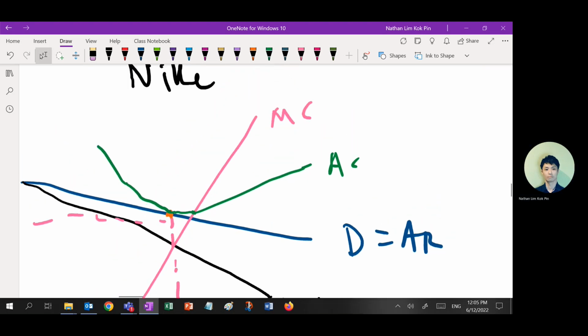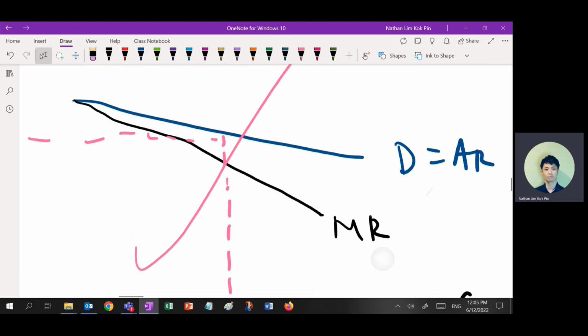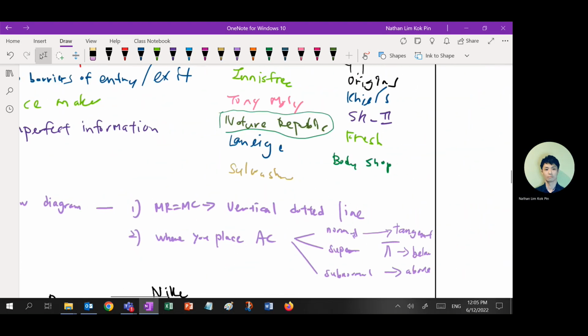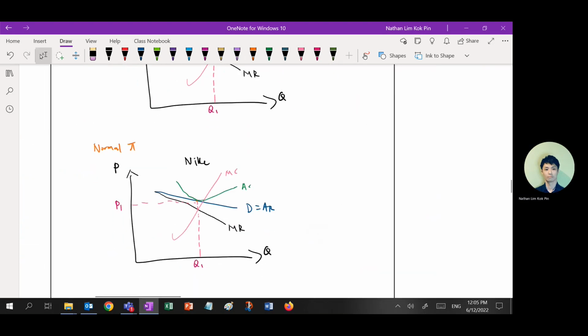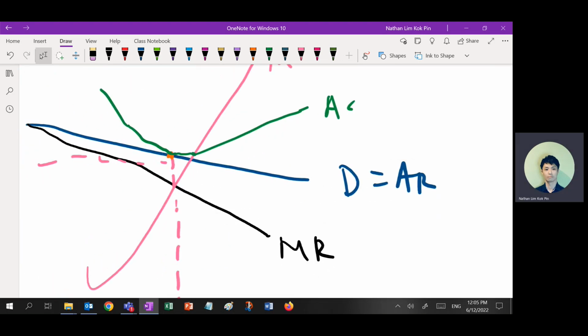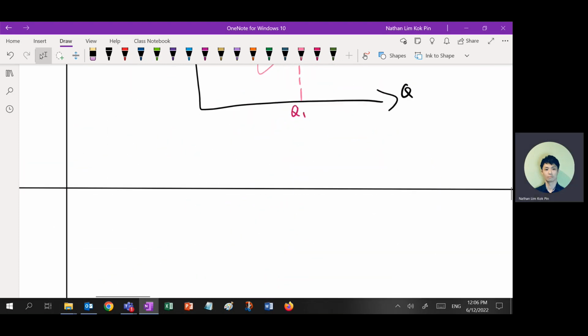What is tangent? AC tangent to the what curve? AC tangent to the AR curve, right? AC tangent to AR curve is the normal profit. Tangent means what? Only one point is touching, not the entire curve overlapping with each other. Do you know what I mean? What you always draw? You draw like that, right? You will draw like that.